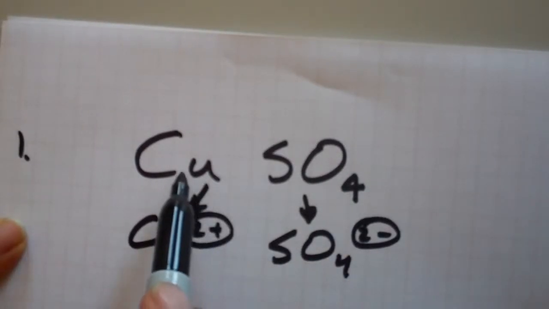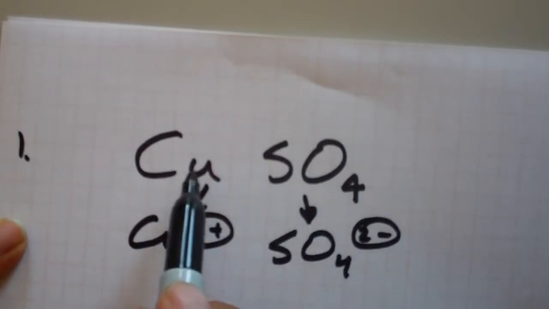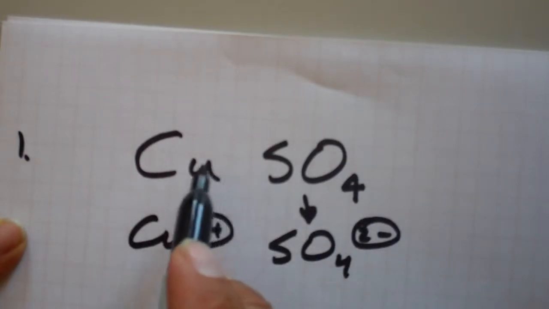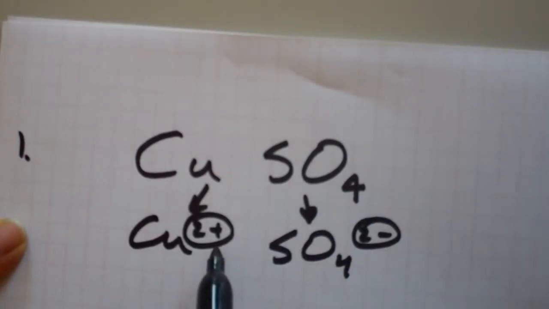How do you know? Well, this is a metal and a few nonmetals, so you know it's going to be an ionic compound with a polyatomic ion. So you know that copper sulfate is made up of Cu2 plus and sulfate. If you forgot the charge, check your periodic table.